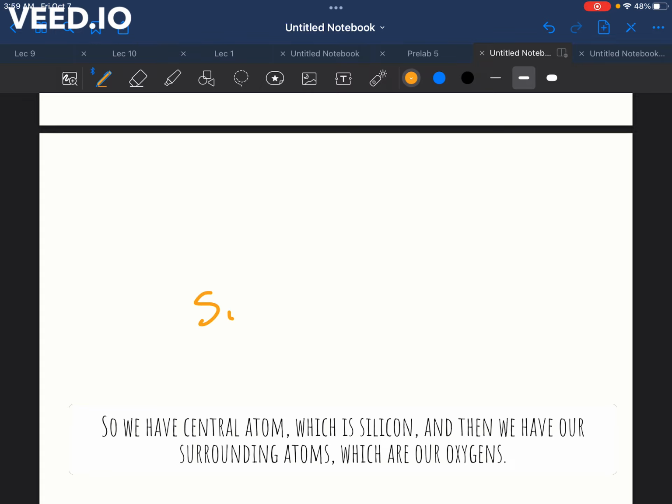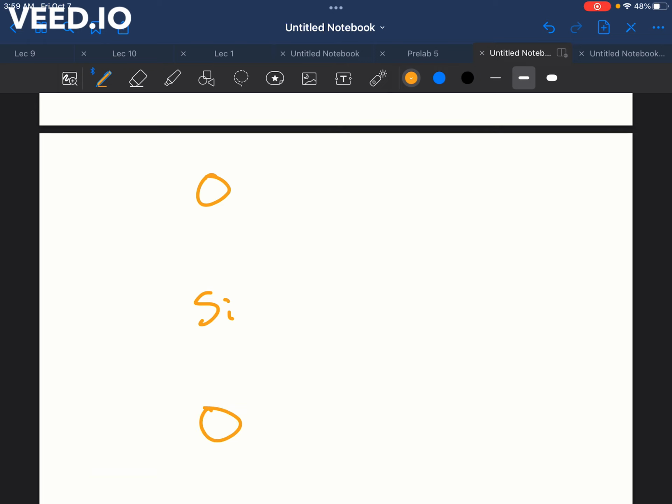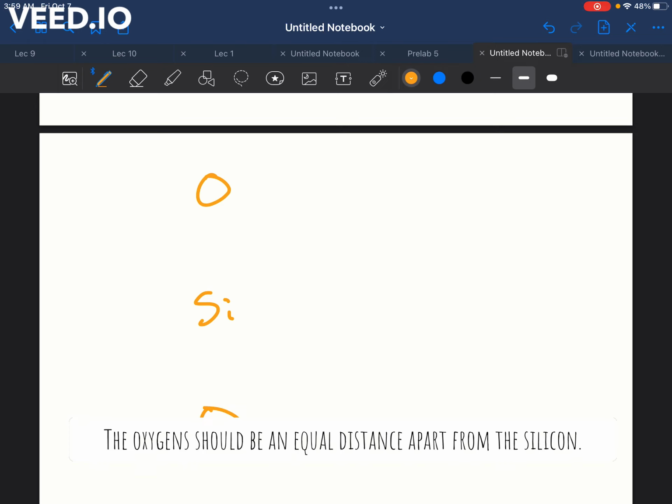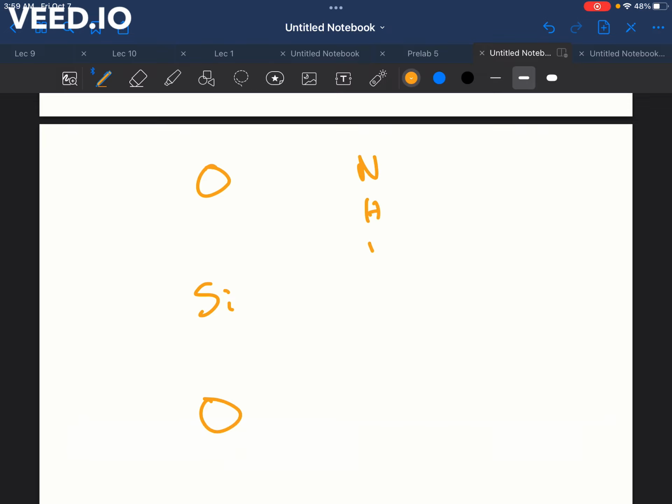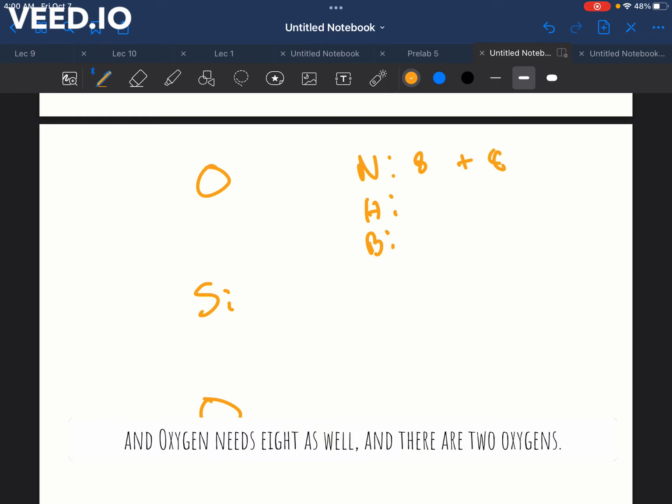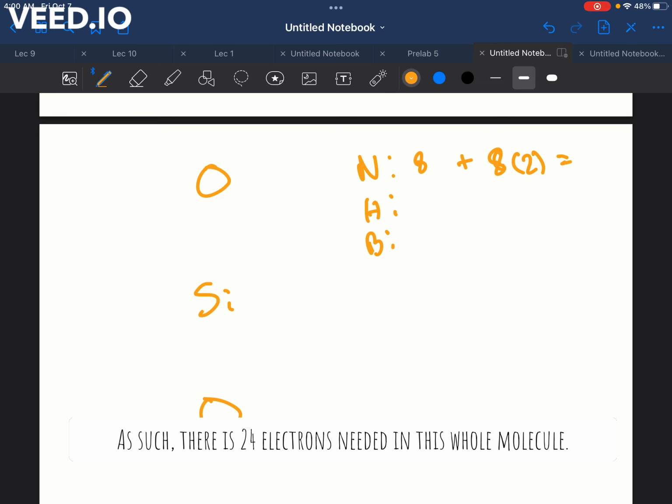So we have our central atom, which is silicon, and then we have our surrounding atoms, which are our oxygens. The oxygens should be an equal distance apart from the silicon. Then we use our need-have method. Silicon needs 8 electrons, and oxygen needs 8 as well, and there are 2 oxygens. As such, there are 24 electrons needed in this whole molecule.